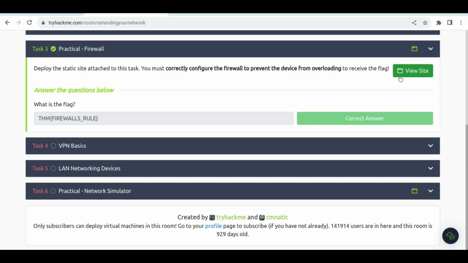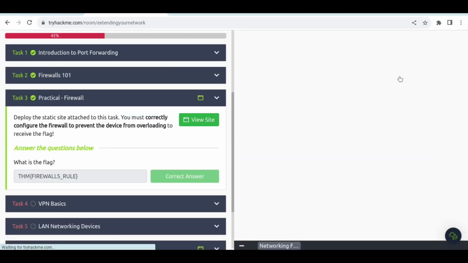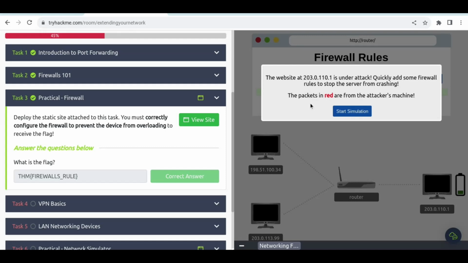So I'm gonna just go ahead and view site. The website 203.0.110.1 is under attack. Quickly add some firewall rules to stop the server from crashing. The packets in red are from the attacker's machine.